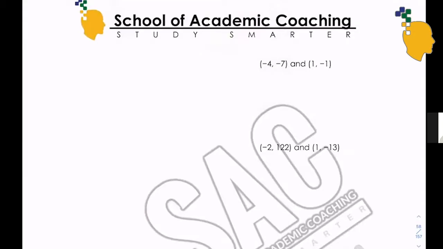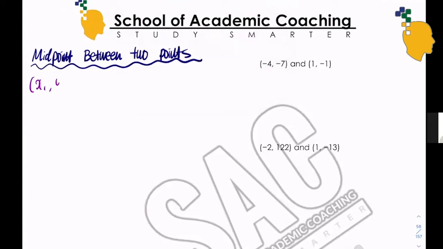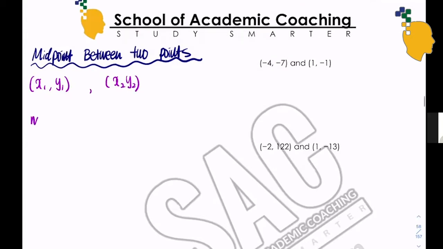Today we're going to show you how to find the midpoint and distance between 2 points. Let's try to find the midpoint between 2 points. Let's say we have 2 points. One is x1, y1, and the other one is x2, y2.